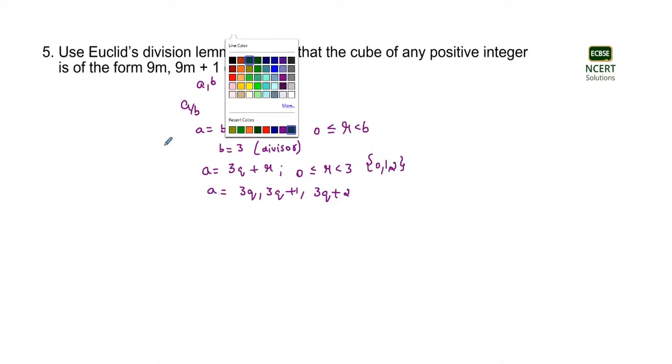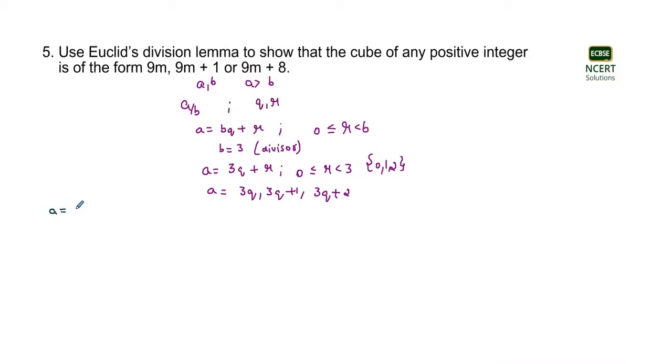So now let us take the first form, that is a equals 3q. Now taking the cube on both sides, a cube will be equal to (3q) cube, which will be equal to 27q cube, which can also be written as 9 into 3q cube, or equal to 9m. Because, as we know, q is some integer, so the cube of any integer multiplied by 3 will result in an integer, be it m. So here a cube will be equal to 9m.